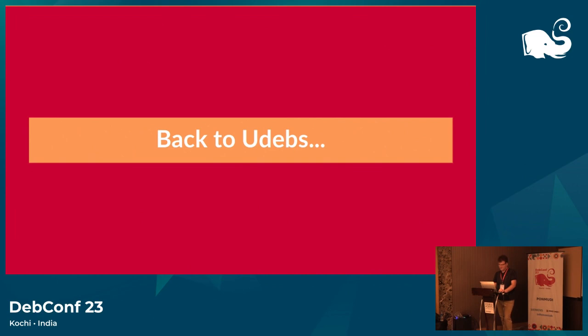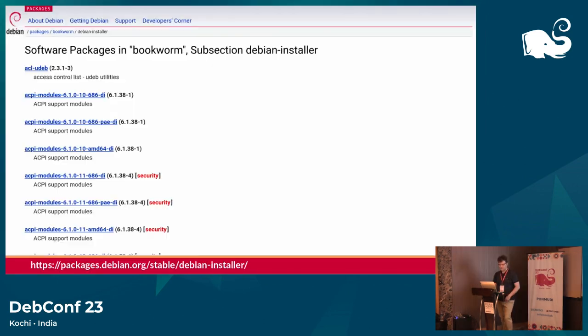Let's go back to what we are here for, the udebs and installer team stuff. If you go to packages.debian.org, and have a look at the Debian installer subsection, this is a lot of packages. Like, we have already seen about 100 packages in the installer team repository, but these are just the ones that installer team maintains. Ordinary packages can have udeb outputs, which will be used as libraries for the other things that the installer needs to do.